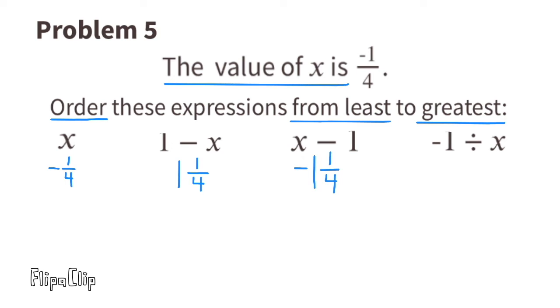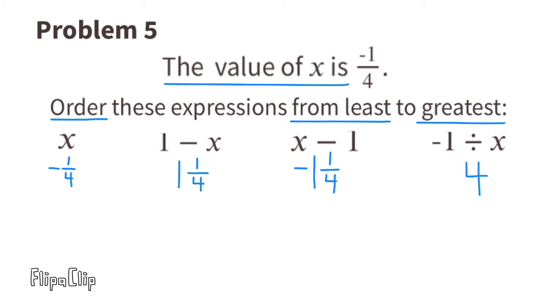Finally, -1 divided by x. That's the same as -1 divided by -1/4. It's a negative divided by a negative, so we know the answer is going to be a positive. We can find the value by multiplying 1 times the reciprocal of 1/4. That would be 1 times 4/1, or 1 times 4. In this case, -1 divided by x equals +4.